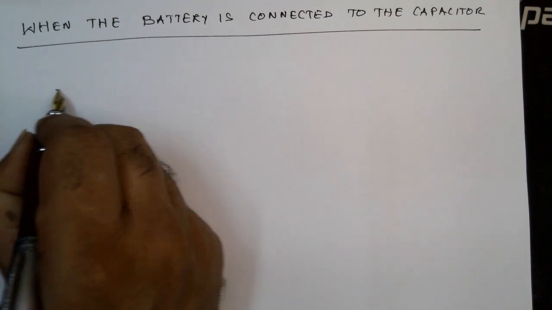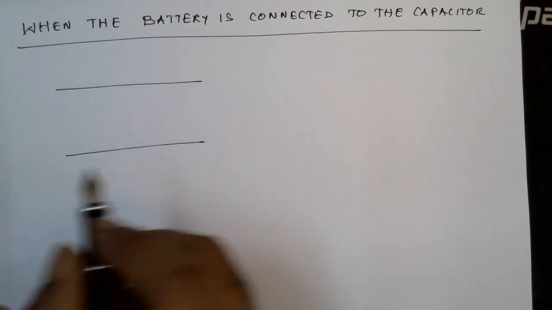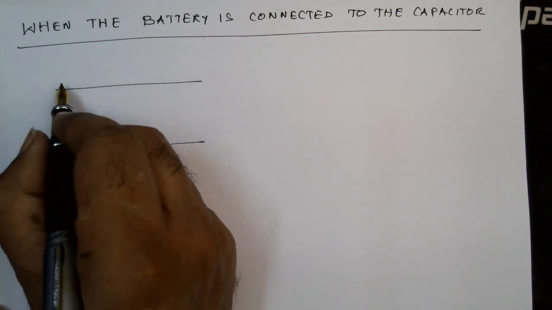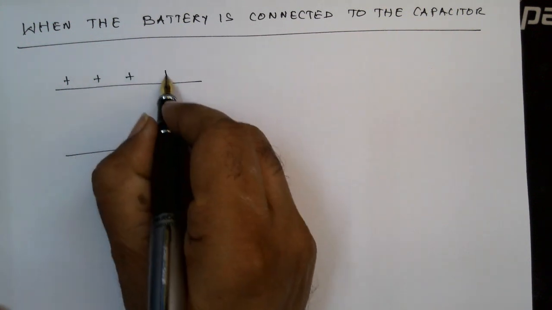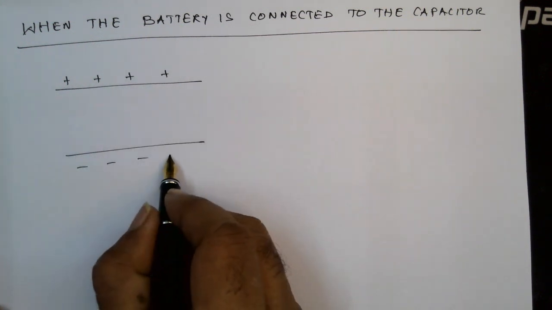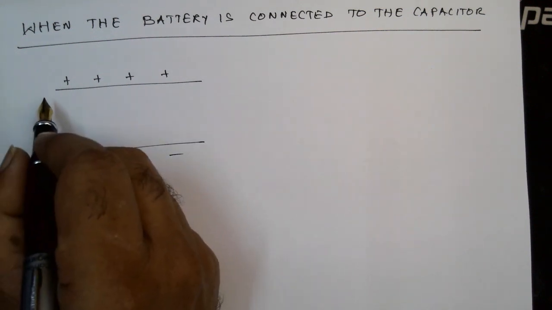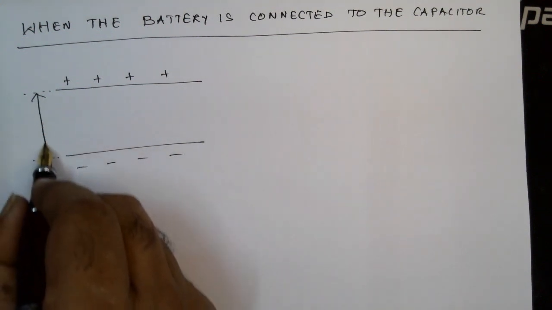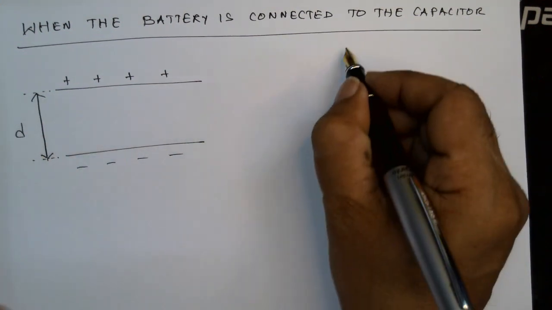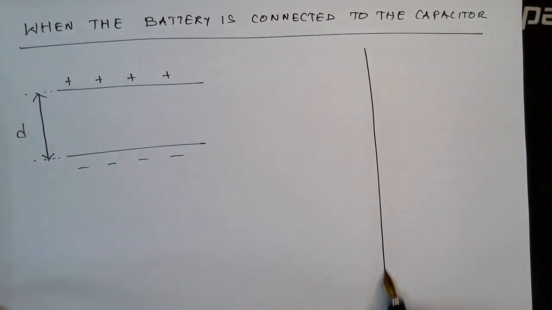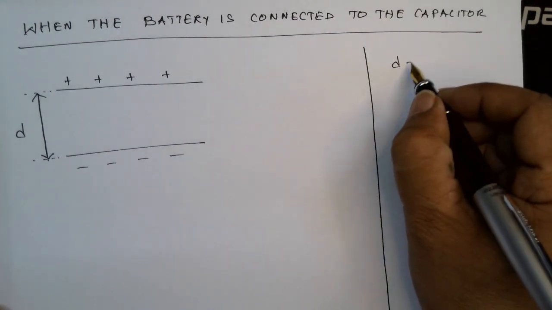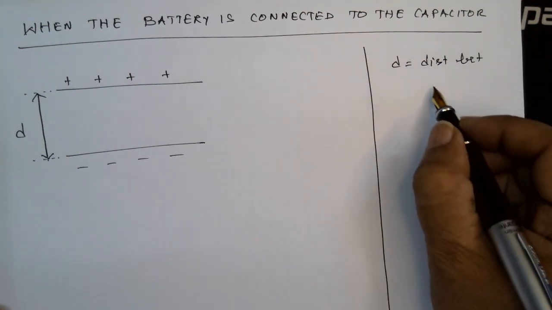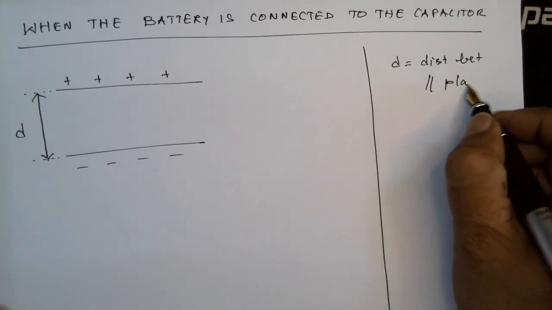Let me consider two plates, and you have the battery connection. These are all plus, these are all minus. You know the distance between these two parallel plates is d. So d is the distance between parallel plates of the capacitor.